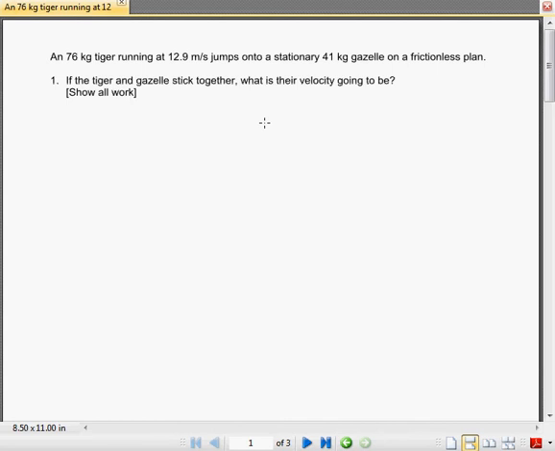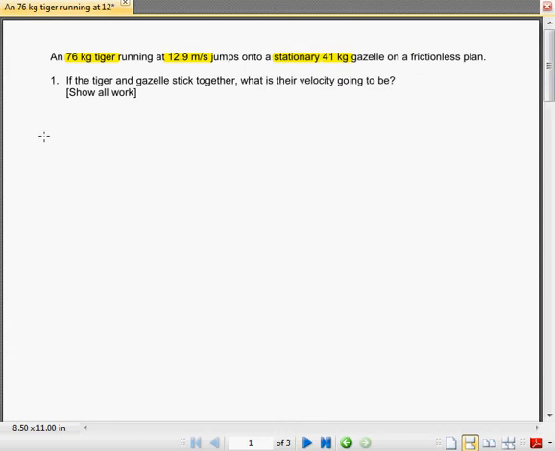Okay, so we first have to extract our information. We have a tiger that has a mass of this, it's traveling at a velocity of this, and it has a mass of this. And our gazelle. Oh, it really doesn't say. Oh, it's stationary. There we go. So there are 4 important things I can extract from this.